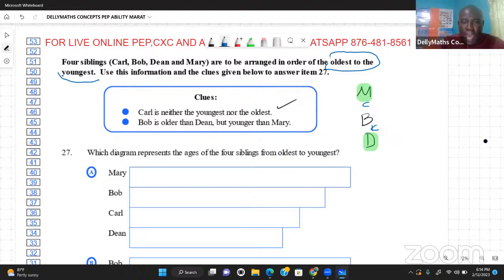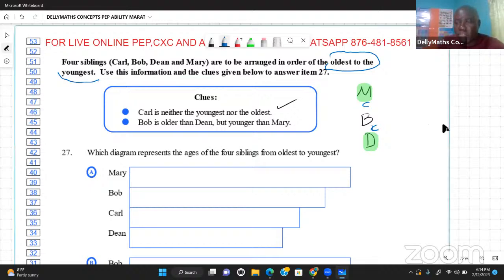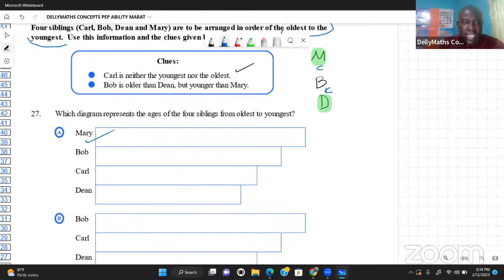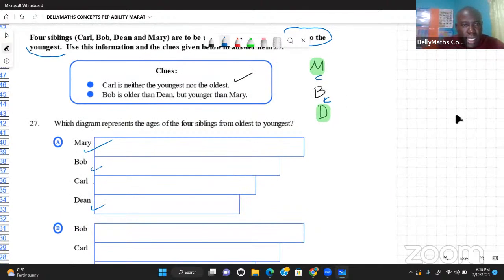So looking at what we have, it says, which diagram represents the ages of the 4 siblings, right? So read again, Carl is not the oldest, so Carl is not at the top, right? So we want to see which one of these would have made sense. Number 1 looks good because number 1 is showing me that Mary is the eldest, Dean is at the back, Carl is neither the oldest nor the youngest here, and Bob is older than Dean, but younger than Mary.